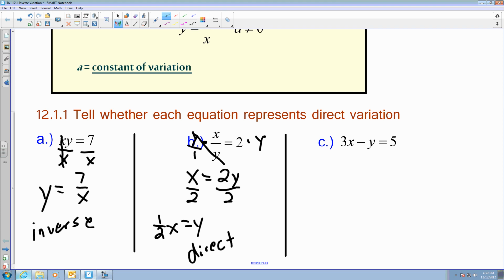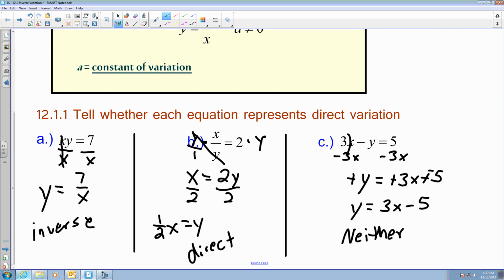Now let's look at C. Here, I want to get y by itself, so I'm going to subtract 3x from both sides, which now is canceled. So I got negative y equals negative 3x plus 5. I want to get rid of that negative with the y, so I'm going to switch all the signs. So now I have y equals 3x minus 5. And this is a case where it's neither.